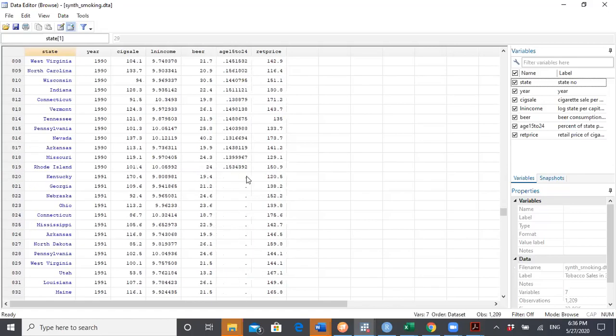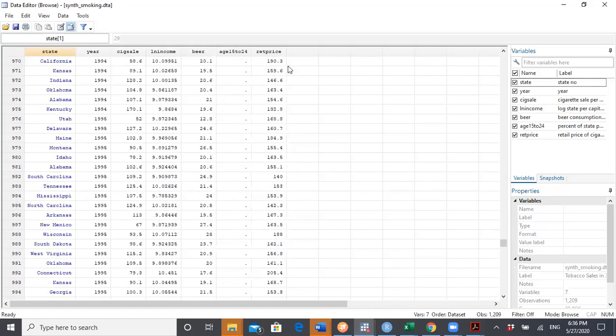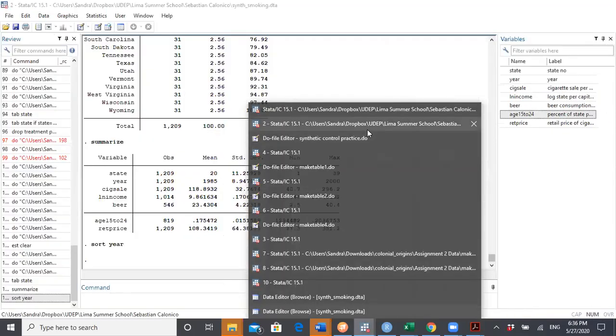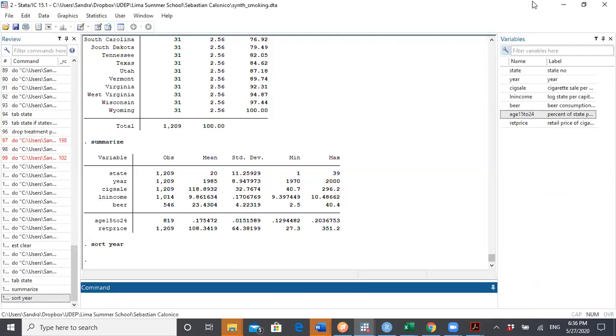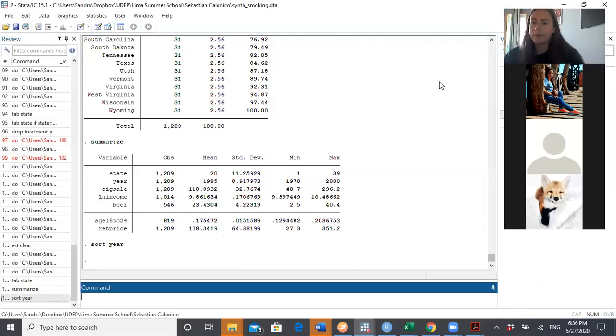After this, 1990. So in the after period, remember that treatment was in what year? 1989. So we only care about these predictor variables, like beer, law, and income. All of those variables only matter to us for the pre-period, so anything before 1989, because we're not using them as an outcome variable. We only need them to form our synthetic control. So anything missing for those variables after 1989 doesn't really matter.